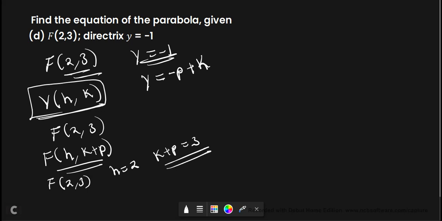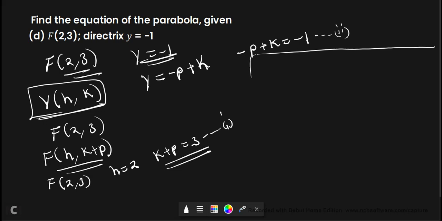How about the directrix? The directrix is negative p plus k. It gives us negative 1. So you have equation 1 and equation 2. So we have these two. Let's find the answer from these two. We have k plus p equal to 3. Then we have k minus p equal to negative 1.